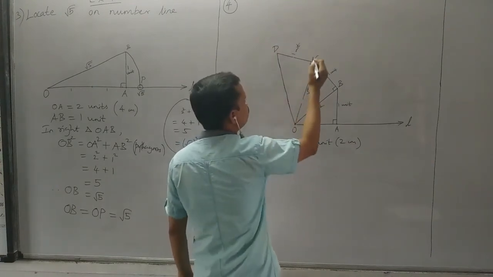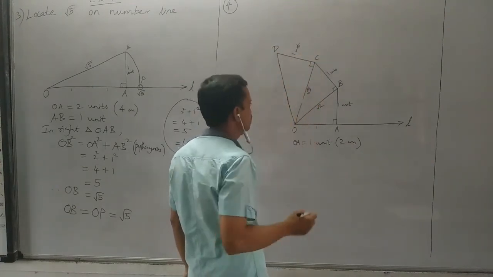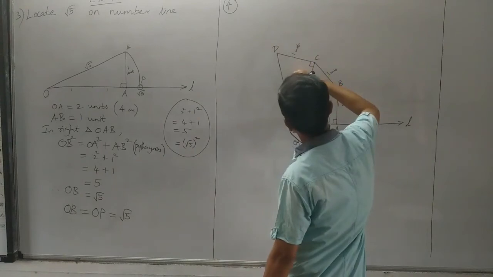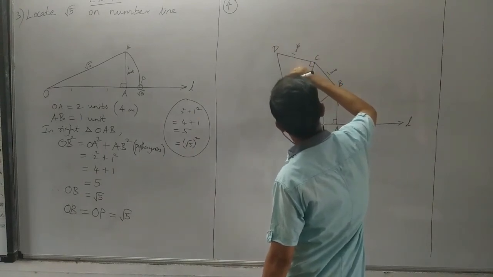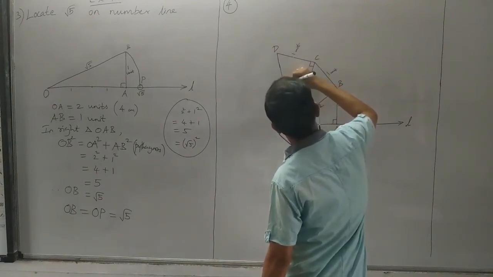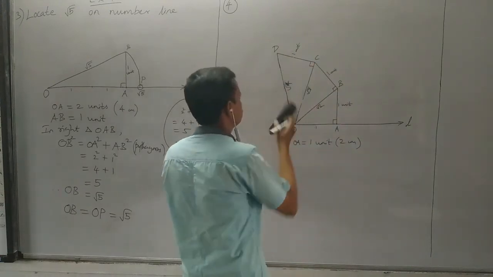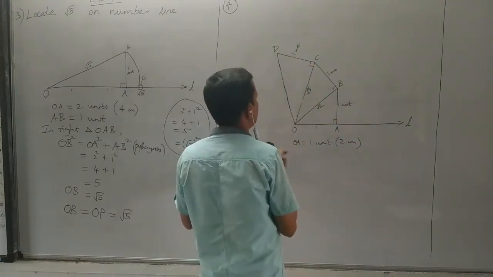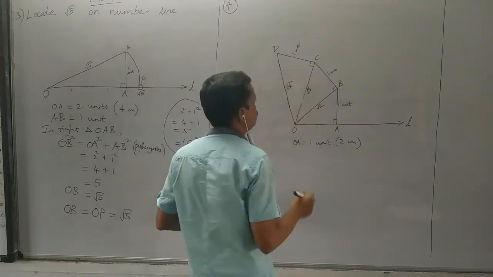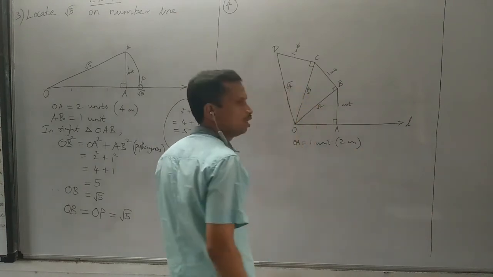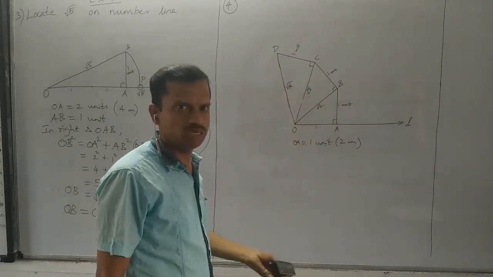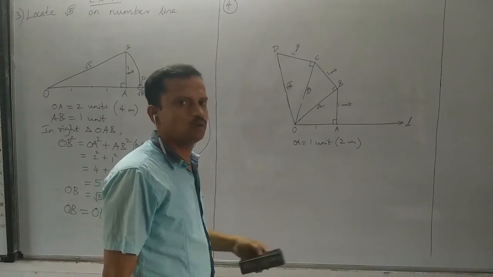So draw a perpendicular to OC, that is CD, and take 1 unit. Now this OD will be root 4. Clearly I am writing. So this is root 4. Root 2, root 3, root 4. And again, if you proceed in the same way, you can get root 5.